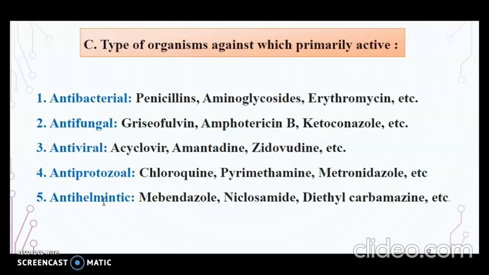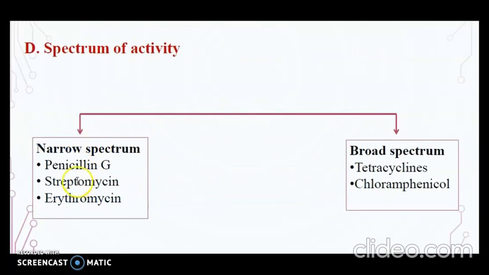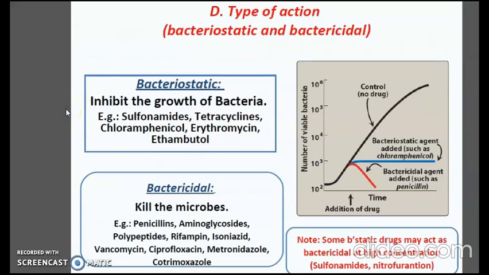niclosamide, diethylcarbamazine. And the examples of narrow spectrum antibiotics are penicillin G, streptomycin, erythromycin, and the broad spectrum ones are tetracyclines and chloramphenicol. And the bacteriostatic drugs include sulfonamides, tetracyclines, chloramphenicol, erythromycin, ethambutol, and the bactericidal ones include penicillin, aminoglycosides, polypeptides, rifampin, isoniazid, vancomycin, ciprofloxacin, metronidazole, cotrimoxazole.